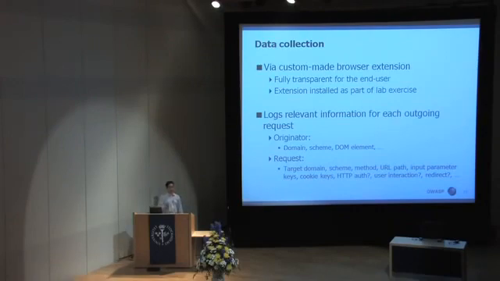For each of the requests going out of your browser, that custom extension was logging information about the originator. If you're sending a request, where does it come from? It could be the domain where you were browsing, but also which DOM element. Is it an image you're fetching? Was it a script that was fetching that request? Which scheme? And all the information about the originator. But also about the request itself: to what domain was that request sent, which scheme was used, which method, what was the URL, what input parameters, what cookies, whether HTTP authentication was used, whether there was a redirect, whether there was user interaction. So we tried to log as much information as possible for each of the requests going out of the browser.